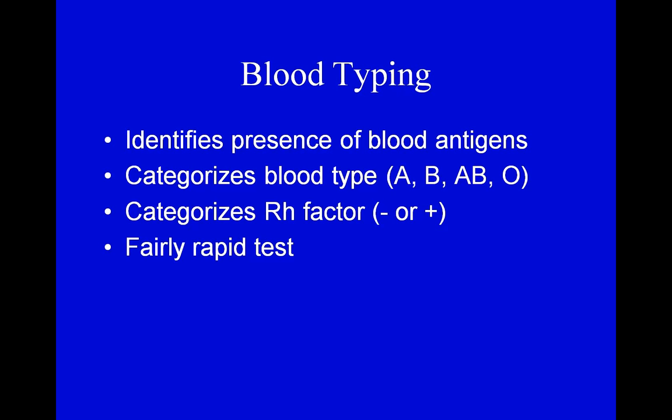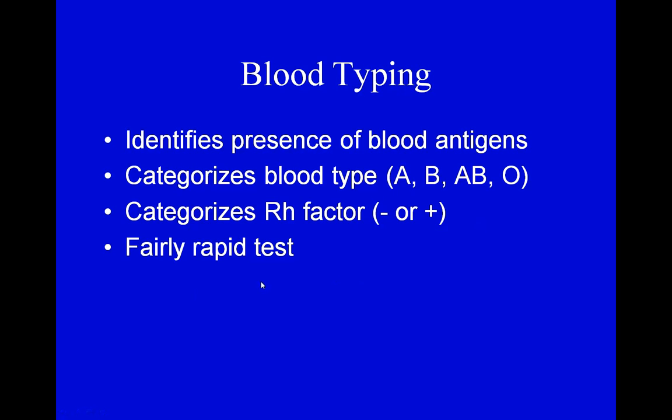Usually the first pregnancy doesn't cause problems because the baby's circulation system and the mom's circulation system are totally separated, but at the time of delivery there's some mixing of the mom's blood and the baby's blood. And at that time, if the baby's blood was different than the mom's blood type, it could cause the mom's body to form some antibodies that could then harm a subsequent fetus.